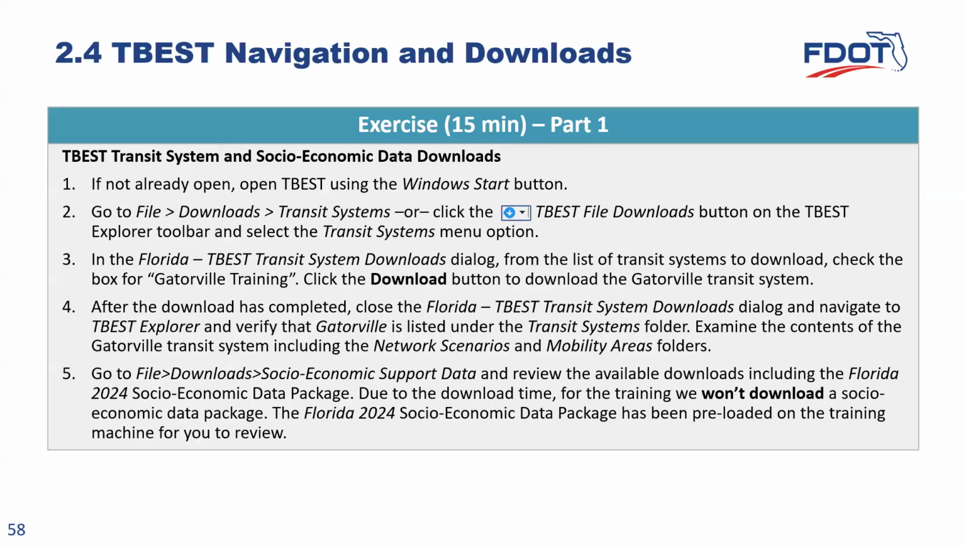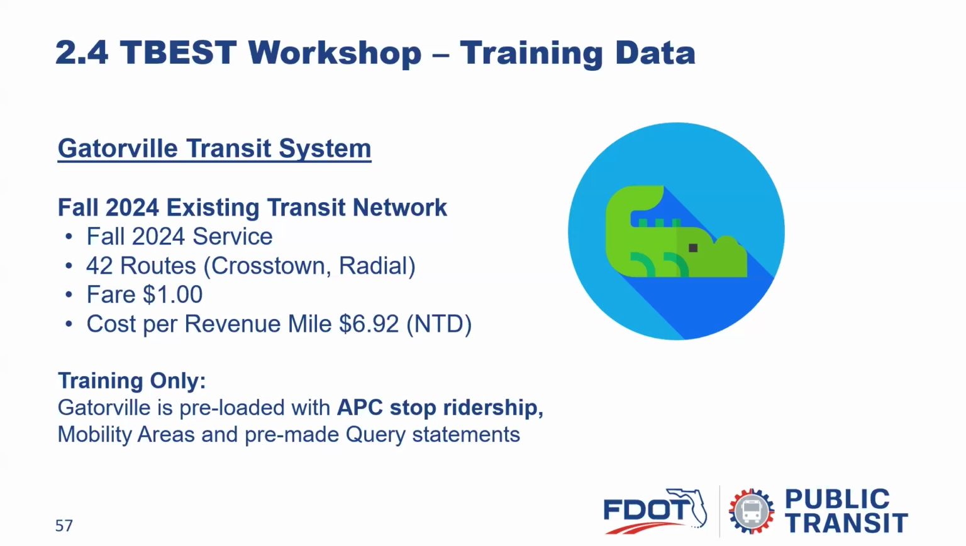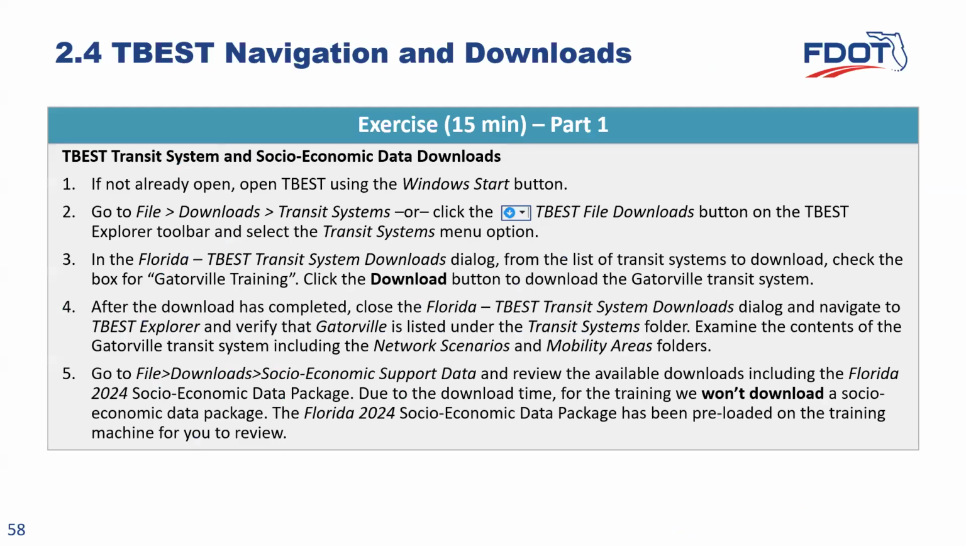Okay, so that ends the initial part of, hey, this is what's going on in TBEST, some of the initial things that we want to do. And now we're going to get to some exercises. Our first exercise will be basically navigation and downloads. We're downloading a transit system and socioeconomic data.